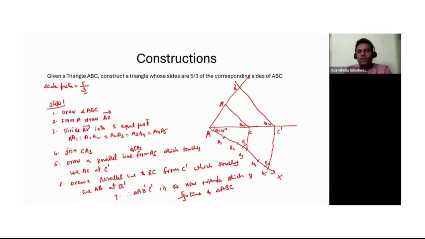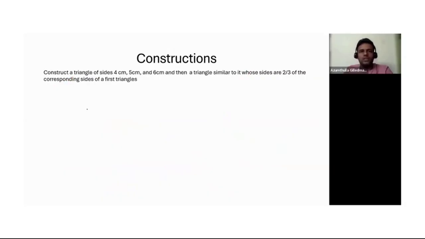Let's look at that smaller triangle also. Okay, let's look at this. So in this, construct a triangle of sides 4 centimeter, 5 centimeter, and 6 centimeter, and then a triangle similar to it whose sides are 2 by 3 of the corresponding sides of the first triangle. So here, what is the scale factor? 2 by 3. So as I said, it is a smaller triangle that we need to draw. Scale factor is 2 by 3. That means our original triangle is 3 portions and our new triangle is 2 portions.